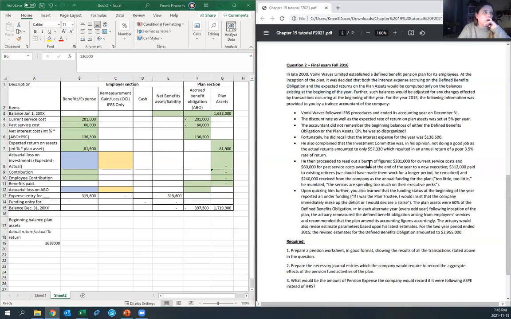All right, so $60,000 for past service costs awarded at the end of the year to a new executive, $312 paid to existing retirees. So that means that your benefits paid was $312. And $240,000 received from the company as the annual funding for the plan. So they contributed cash, $240,000.